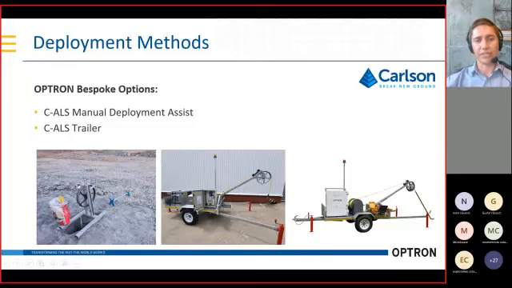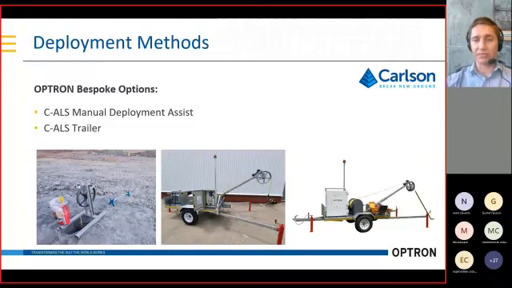Then what you can see is two trailer options. So we really customize this according to the needs of the clients. For instance, on the left hand side, this is a diesel engine, and on the right hand side is a petrol engine option. Depending on what is allowed from a safety perspective or on the mine side, we can customize this according to your requirements on your site.